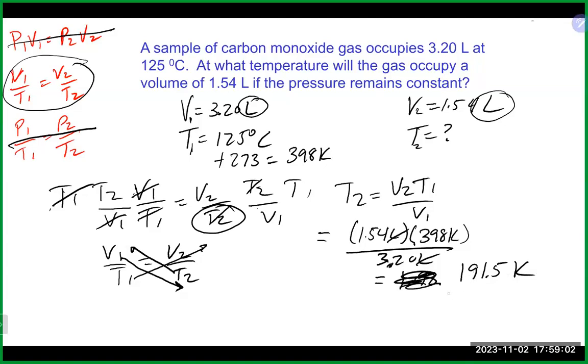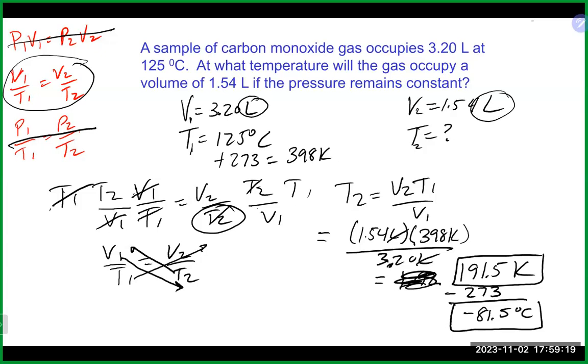If we wanted Celsius, we would actually subtract 273 here. And in terms of Celsius, it would be a negative number, negative 81.5 degrees Celsius. Our problem didn't really specify Kelvin or Celsius in this case, so you can give it in either.